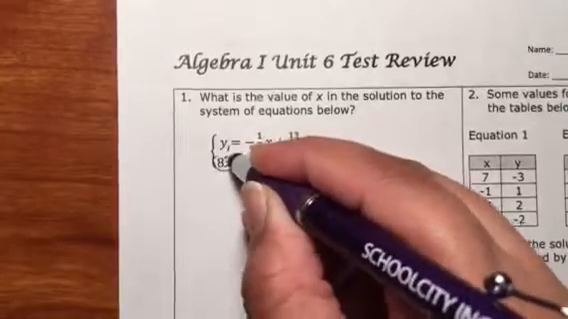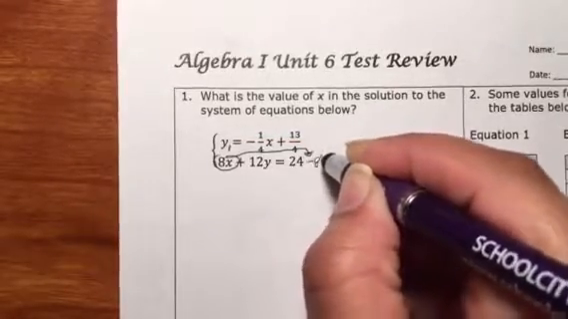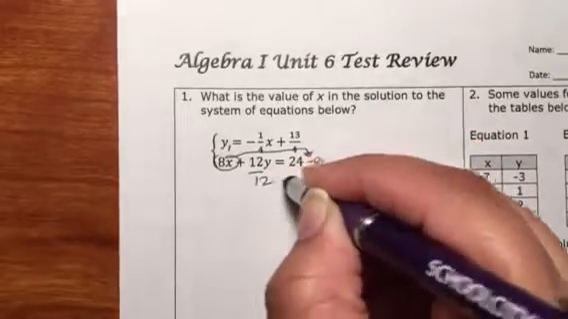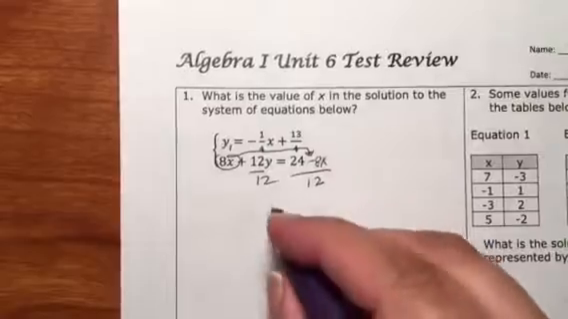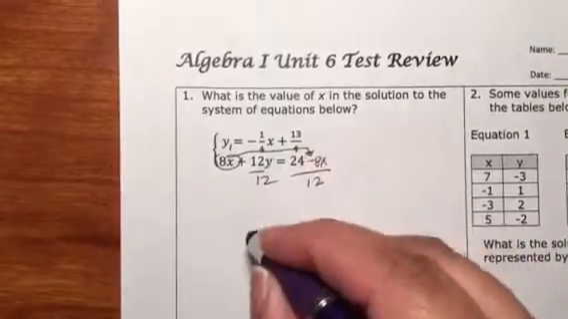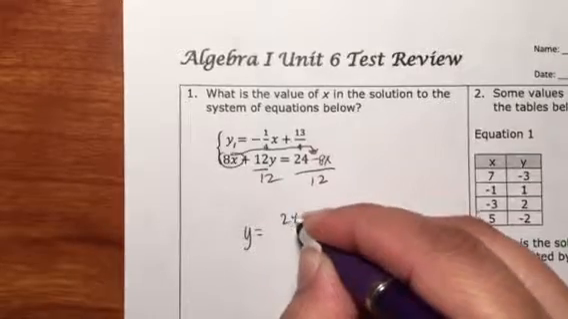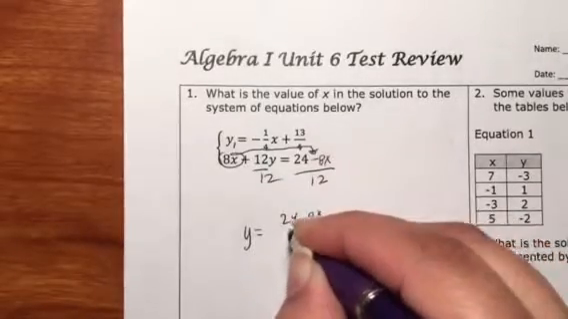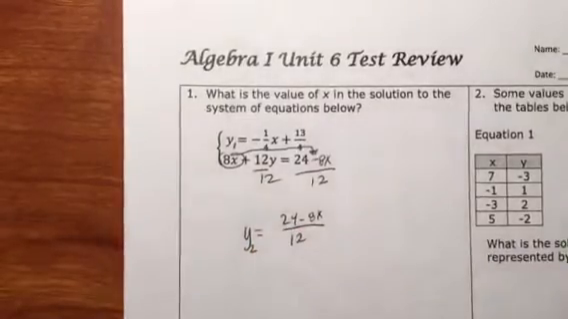So here I move the x, change the sign, divide by the number in front of the y. So here's where I was talking about you don't have to simplify. So here I would say y equals 24 minus 8x all over 12. And this will go into y2.